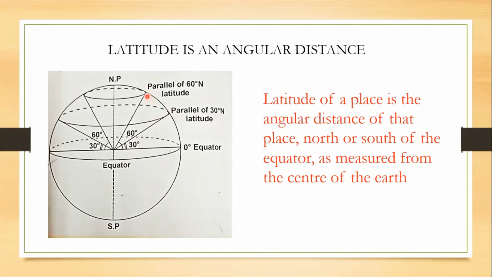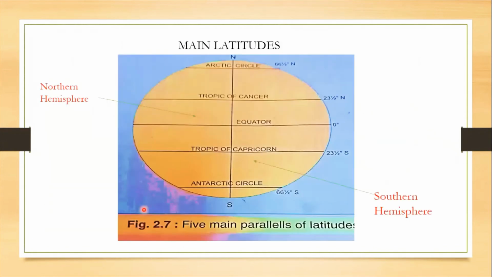Same here also. From 0 degree equator to the North Pole 90 degree, 90 latitudes are calculated like this. Same happens in the south also. From the equator, these angles are made like that, and each angle is representing that particular latitude of that place.